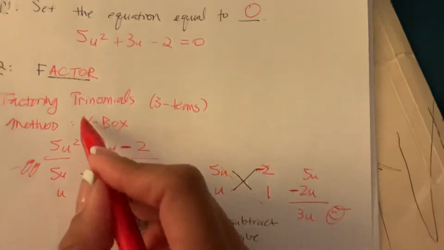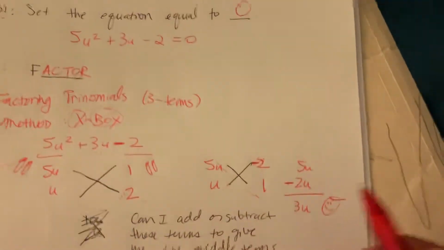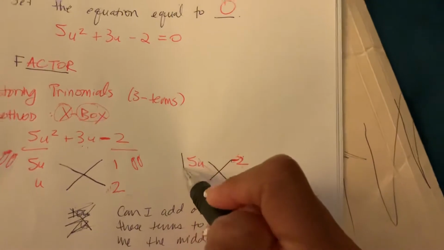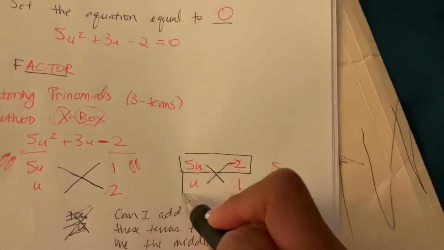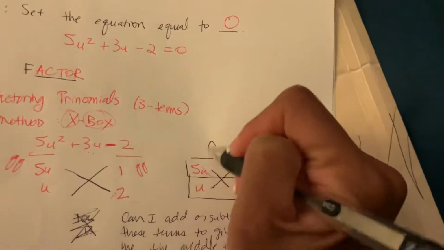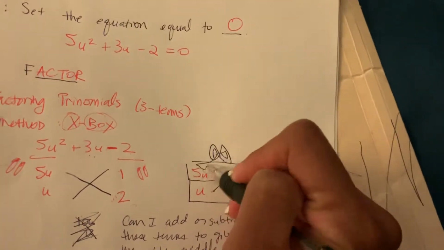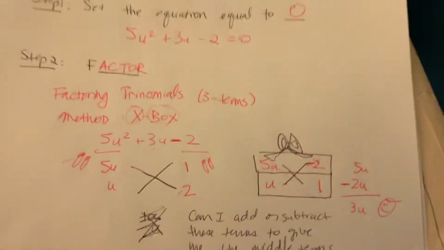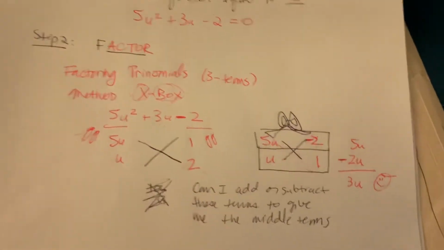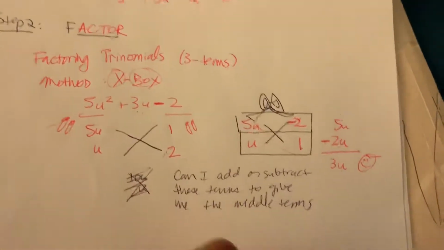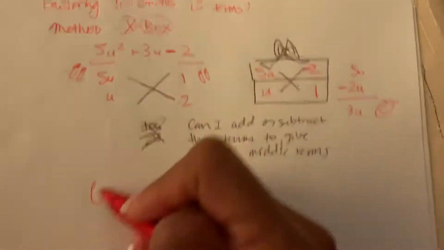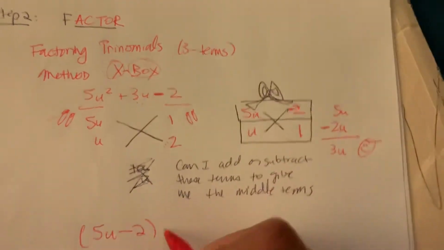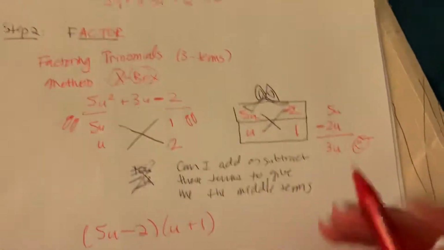So next, we've done the x, now we're going to do the box. So the box is basically how you present your answer. So I'm going to box the top row, and I'm going to box the bottom row. And here's a little ribbon to go with our gift. So how you box them is how you present the answer. So here, when you factor it, this thing becomes this first box, 5u minus 2, multiplied by this box, u plus 1.